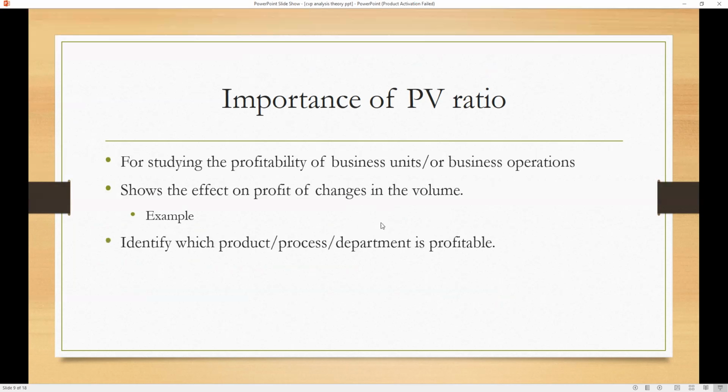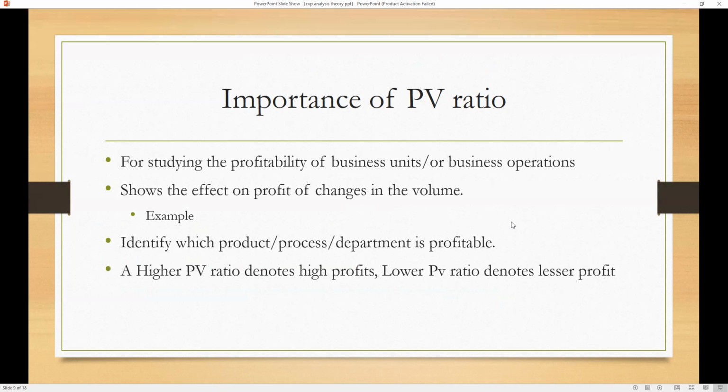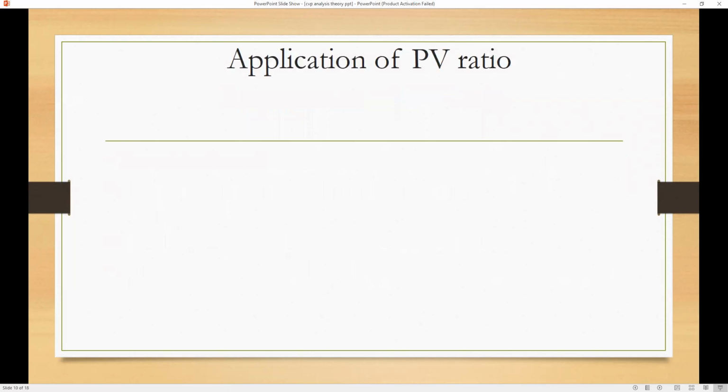So identify which product or process or department is profitable. Now, how do we decide using PV ratio? A higher PV ratio denotes high profits and a lower PV ratio denotes lower profits. So once you calculate the PV ratio, the comment would be: a high PV ratio, high profits; a lower PV ratio, lower profits.